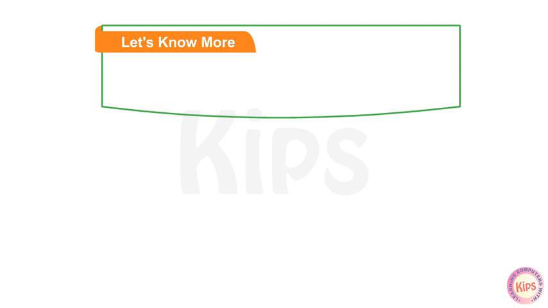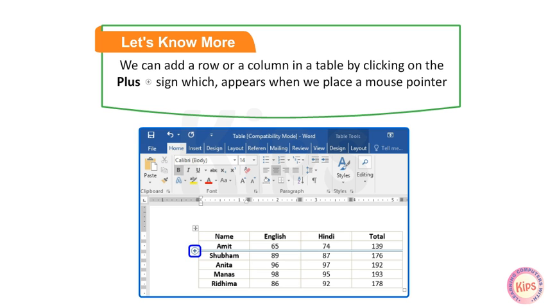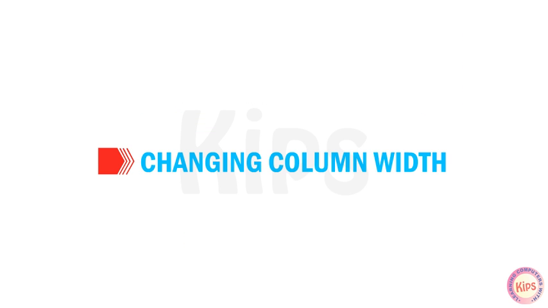Let us know more. We can add a row or a column in a table by clicking on the plus sign, which appears when we place a mouse pointer over the intersecting line between a row and a column. Let us learn how to change column width now.